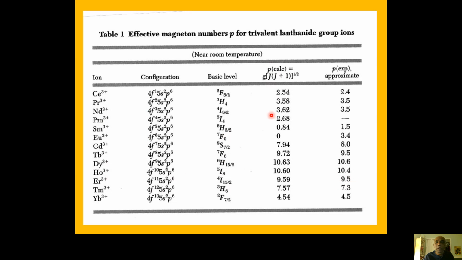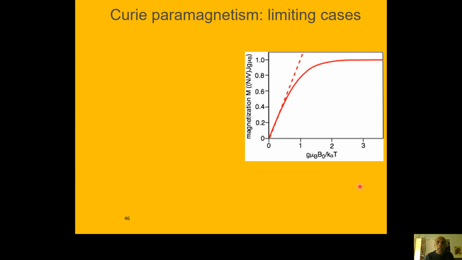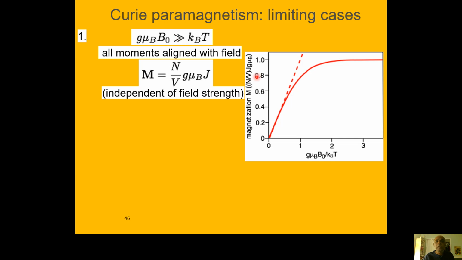So for all these values, people have calculated the p-value. You can see in this case, since J is 0, your p-value is 0, right? But experimentally that is a little bit off. Other than that, I think they are very close. Okay, now this is the Curie paramagnetism in the limiting case. Remember, in the case where x is small, you have the linear region. That happens when T is large, and so you get this constant magnetic moment.